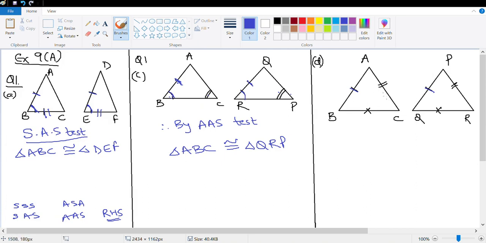AC is given equal to PR, and BC and QR are given equal. So in this, all three sides are equal. Therefore, by SSS test, triangle ABC is congruent to triangle PQR. Right? Simple, isn't it? Let's look at some more questions. It will become even more clear.